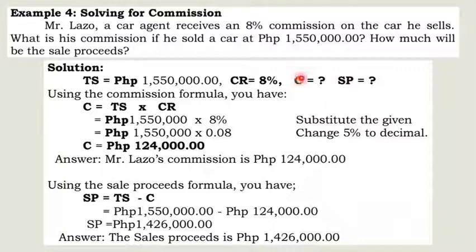So, paano makuha yung commission? We just have to multiply TS by CR. So, yung total sale natin, which is 1,550,000, times yung 8%.